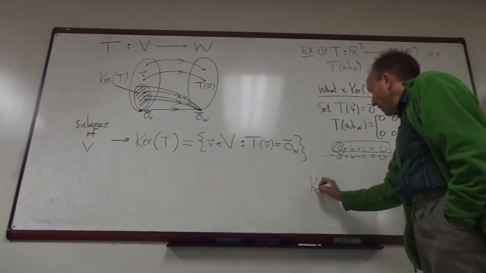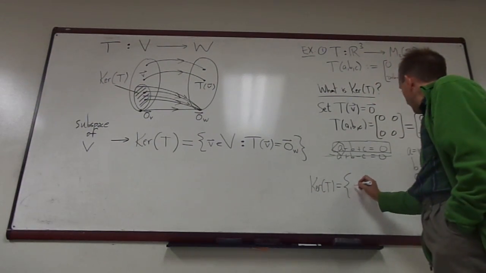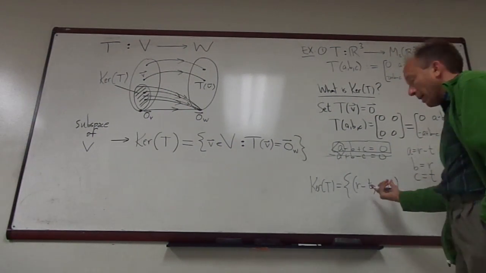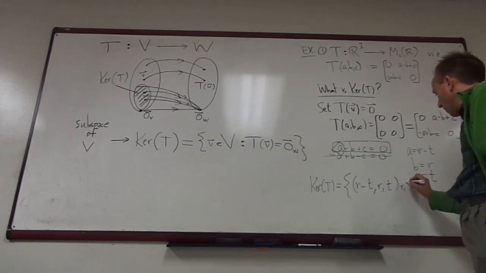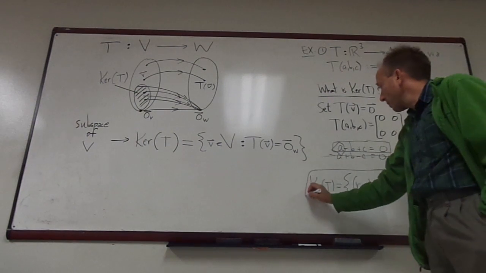So the kernel of T, we've already found it actually. The kernel of T is the set of (a, b, c), but I'm writing them now using the variables r and t. So this is such that r and t are real numbers. Okay? So there is the kernel.